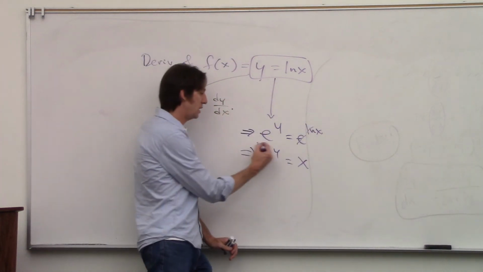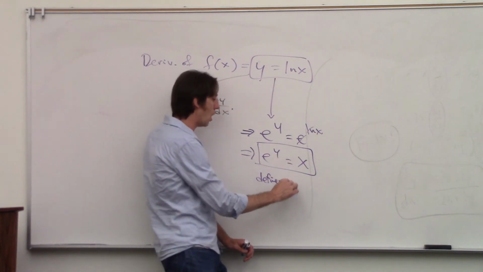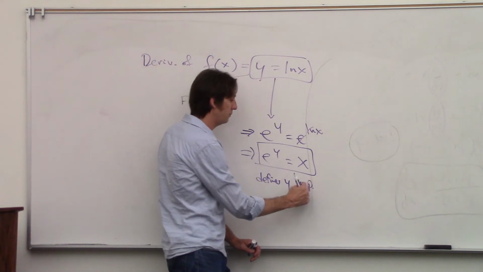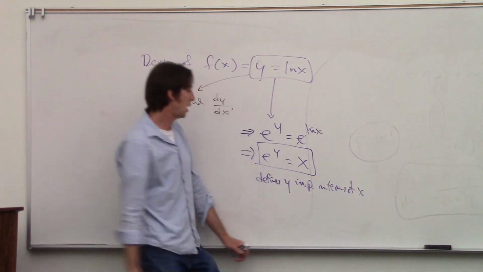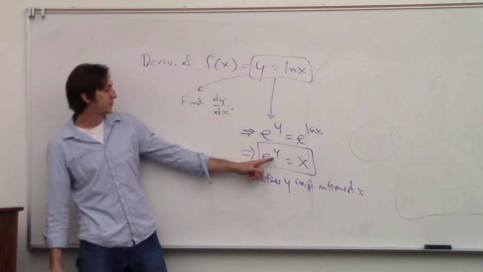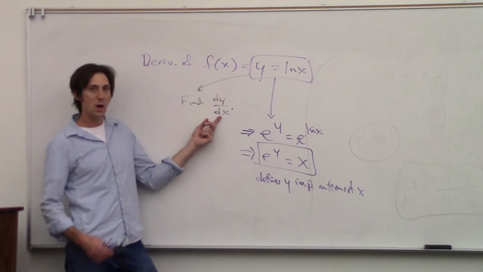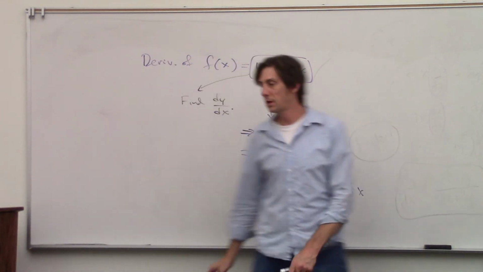This equation now, e to the y equals x, this defines y implicitly in terms of x. Look at that. So, if this is an implicit equation for y in terms of x, and I want to find dy/dx, what I have to do is use implicit differentiation.